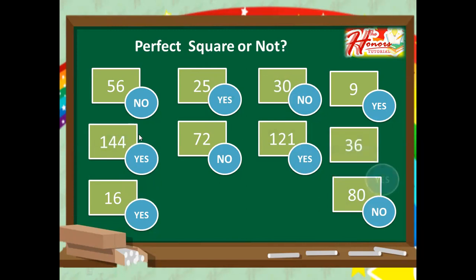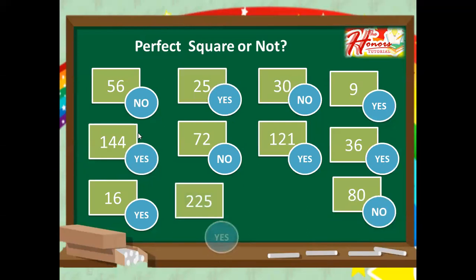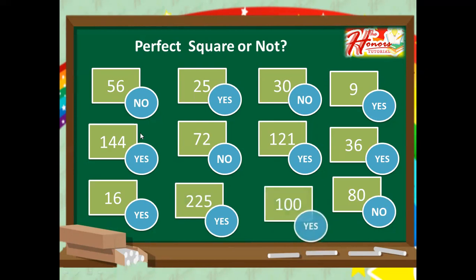36. Yes, also. 225. It's a yes. And 100, it is a yes. So I suggest for you, dear students, to memorize the perfect square numbers for this topic. You have to identify if it is a perfect square or not for you to survive this kind of topic.